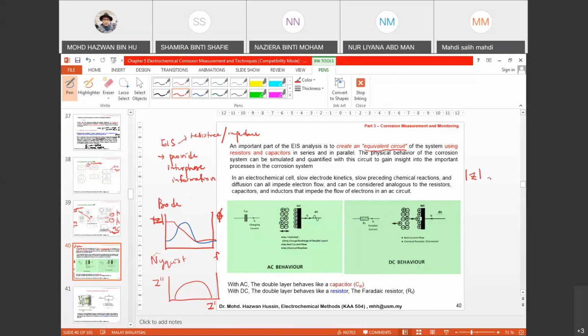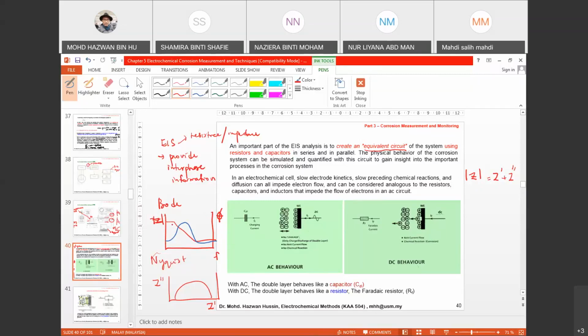Modulus Z is actually the sum of real plus imaginary, Z prime plus Z double prime. This is equal to modulus Z. Frequency is still frequency, and phase angle is the degree of rotation. We will see what is meant by rotation after this.